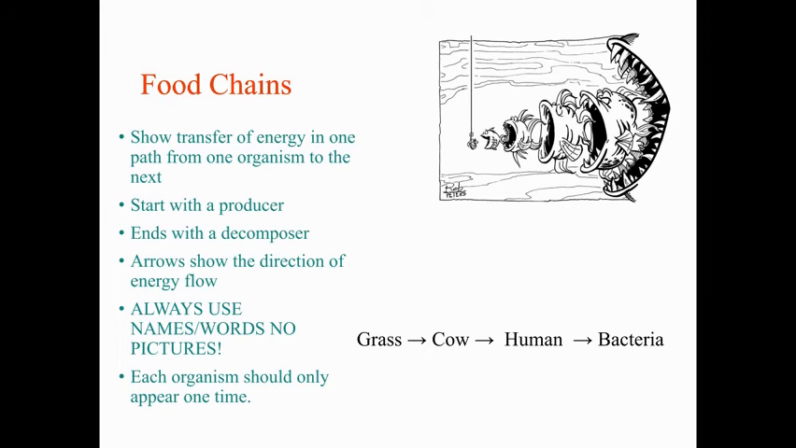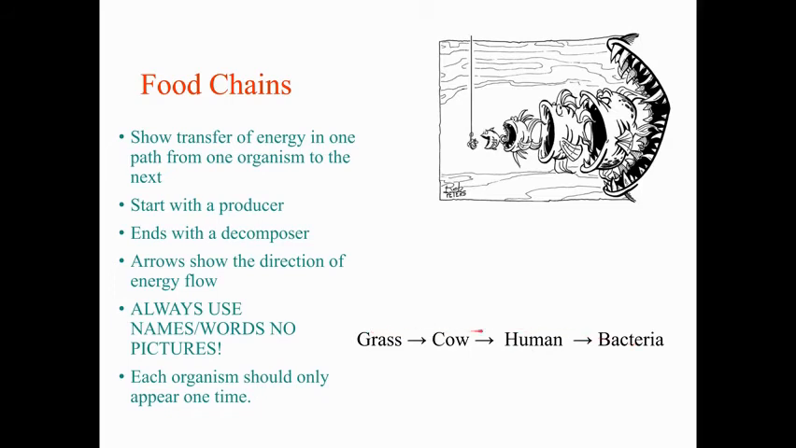So one other model we use to show the transfer of energy is a food chain. A food chain shows the movement of energy from one organism to the next. It must always start with a producer, like grass, and end in a decomposer, like bacteria or fungi. The arrows show the direction of energy flow, so the energy is going from the grass to the cow, from the cow to the human, and from the human to the bacteria.